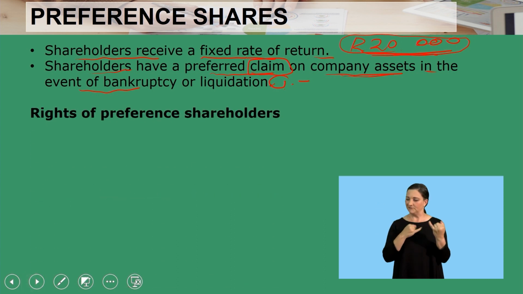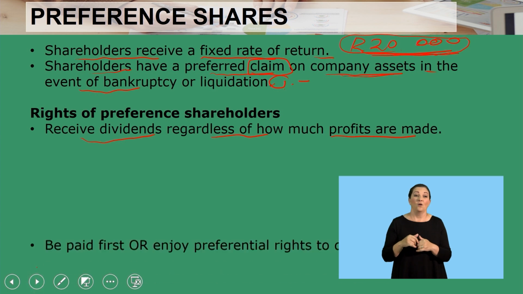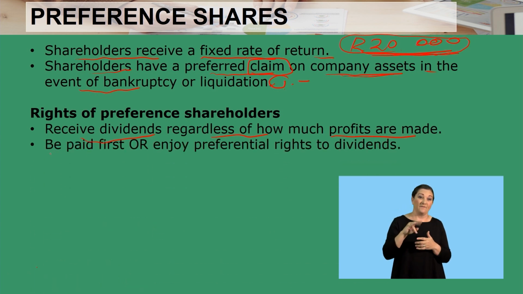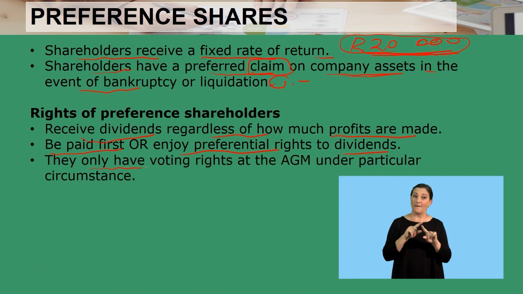What are their rights? Rights of preference shareholders. They receive dividends regardless of how much profit has been made because their dividends are fixed. Another aspect is that they enjoy being paid first, or enjoy preferential rights to dividends, because their dividends are fixed, and they only have voting rights at an annual general meeting under particular circumstances. So those are the preference shares and their rights.